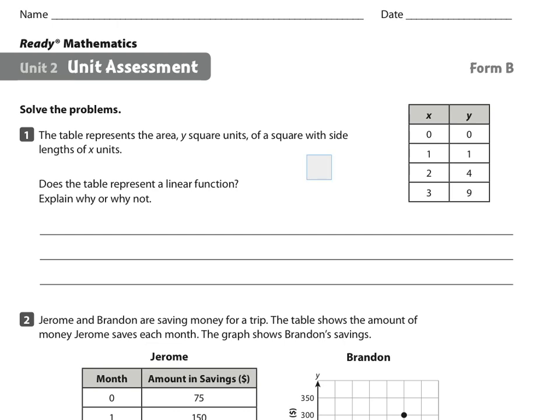So we're going to start by drawing. So we draw the square, and you know that the area, so we're talking about the number inside, is going to be y square units, and it is telling you that the side is going to be x. Now, since it's a square, it's going to be x. Okay, we're just drawing a visual representation. Now, the question says, does the table represent a linear function?